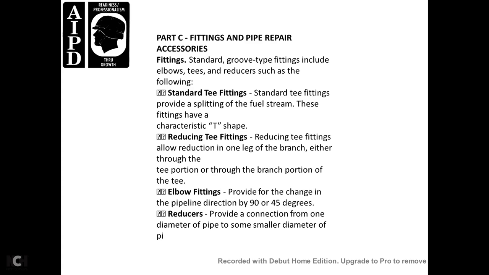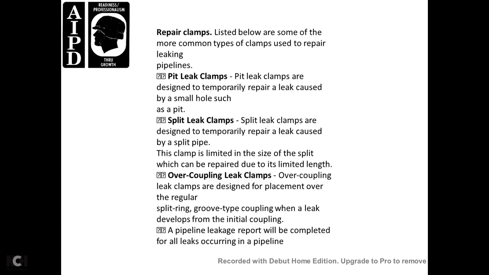Fittings, standard groove type. The fittings include elbows, tees and reducers such as the following. Standard T fittings. Standard T fittings are provided for splitting in the fuel system. These fittings have the characteristic T shape. Reducing T fittings. Reducing T fittings allow reduction of one leg of the branch either through the T portion or through the branch portion of the T. Elbow fittings provide a change of the pipeline direction of 90 or 45 degrees. And reducers provide a connection from one diameter of the pipe to a smaller diameter of the pipe.